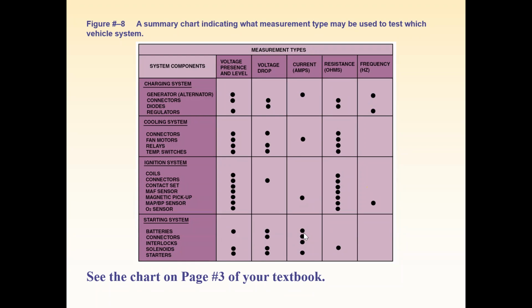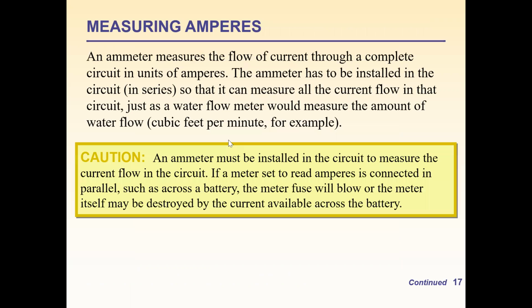For measurement of current, we can measure the current at the battery source, at the connectors, at the interlocks, and at the solenoids. There is no need to measure current at the starters. Next is the resistance. The resistance we have to measure at the interlocks. In this starting system, there is no need to check the frequency. So all these system components can be checked by using multimeters.